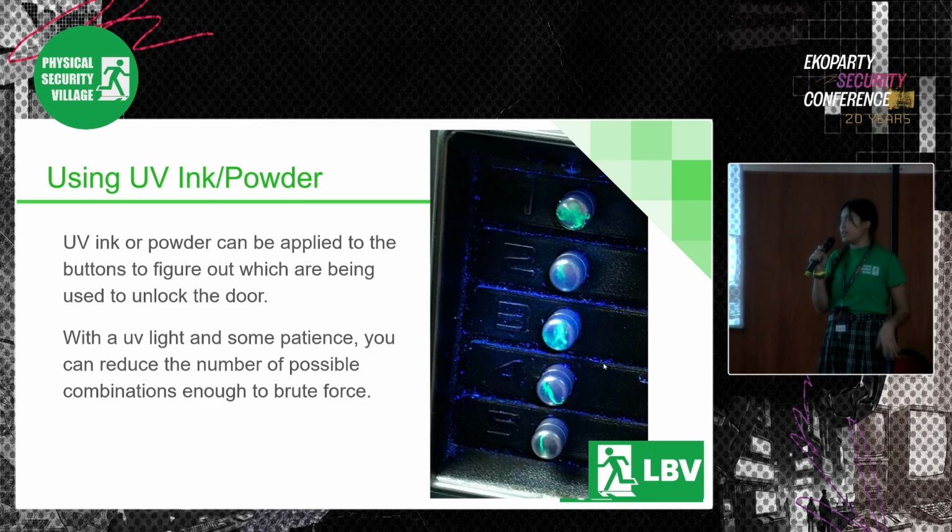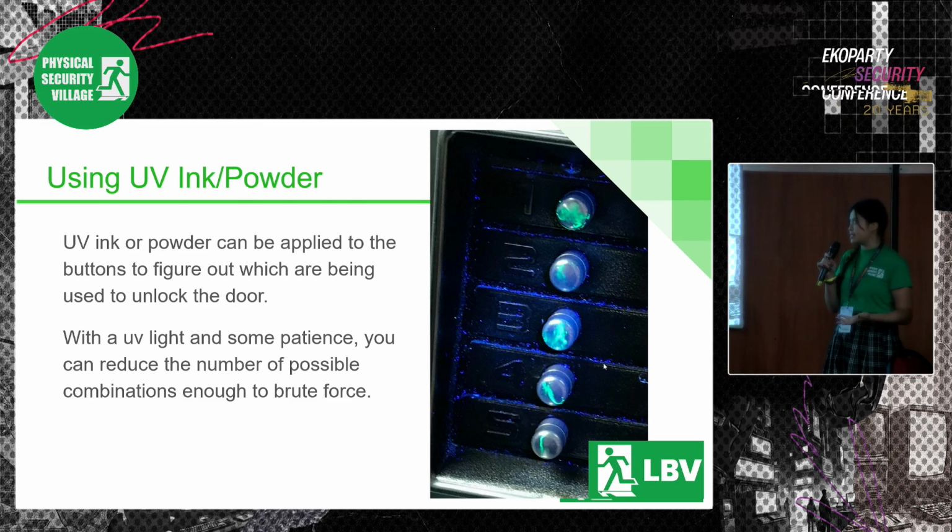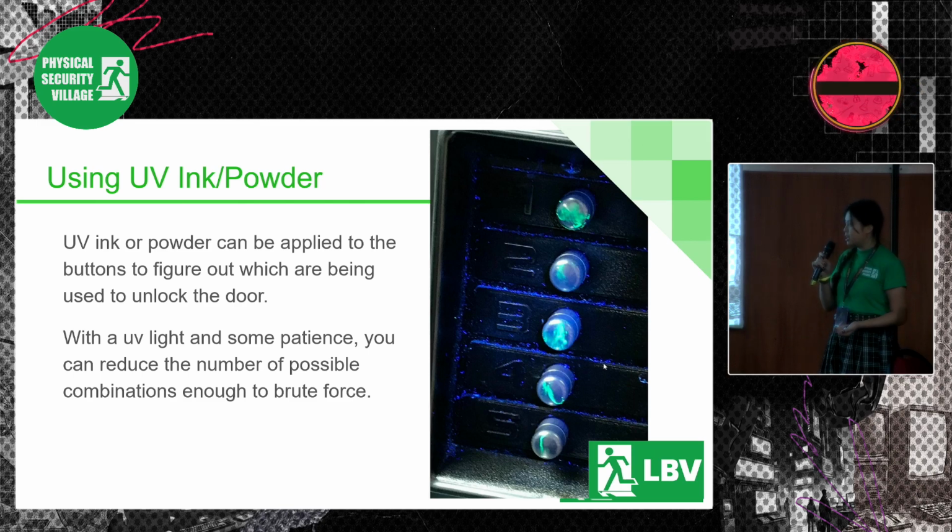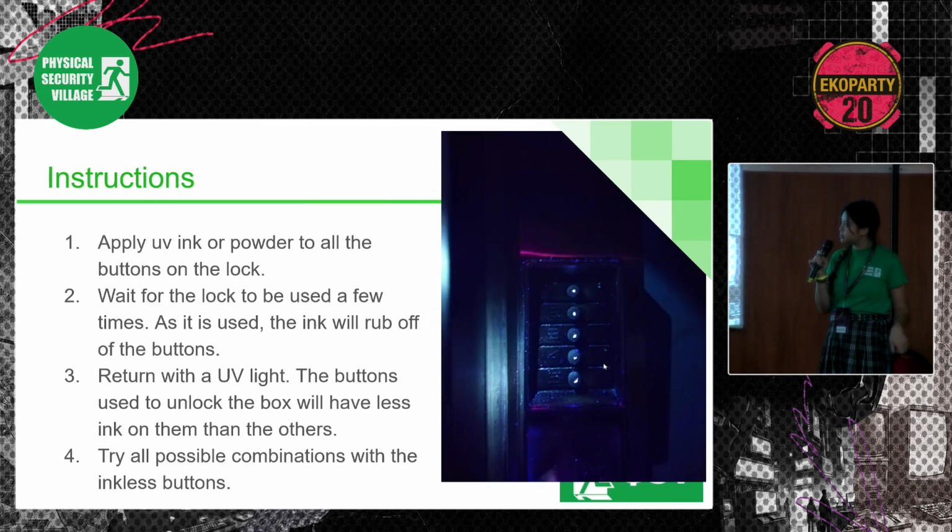Another option is that you can use UV ink or UV powder. They can be applied to the buttons to figure out which buttons are being used by the users of the space to access the space. Using your UV light and a little bit of patience, you can actually reduce the possible number of combinations from something that would take weeks and weeks to guess to something that you can guess in a few minutes.